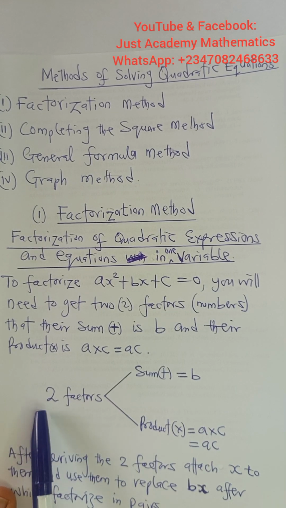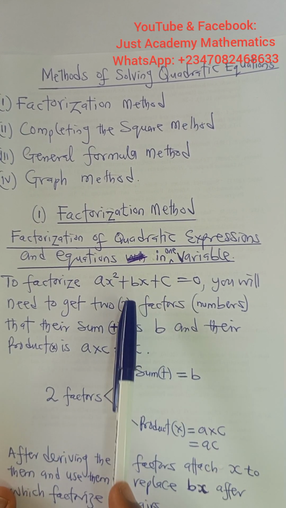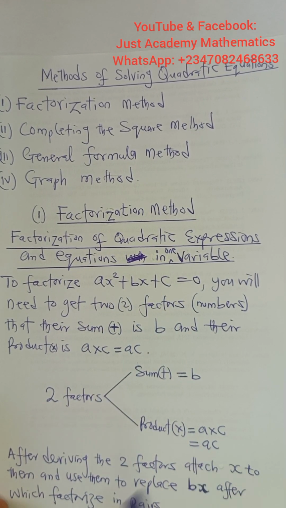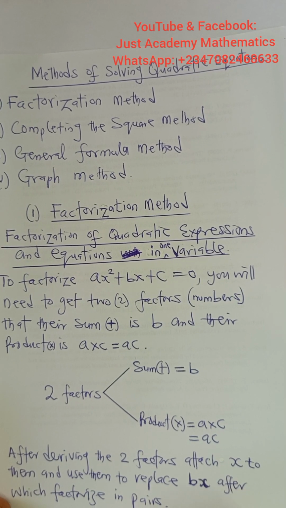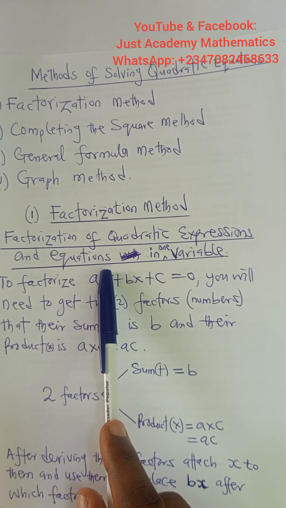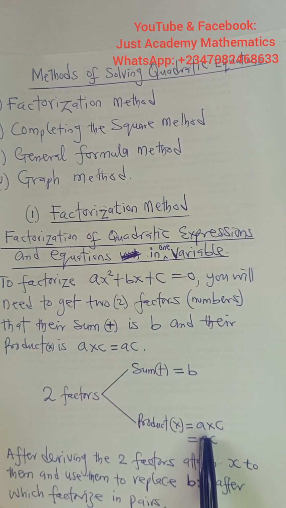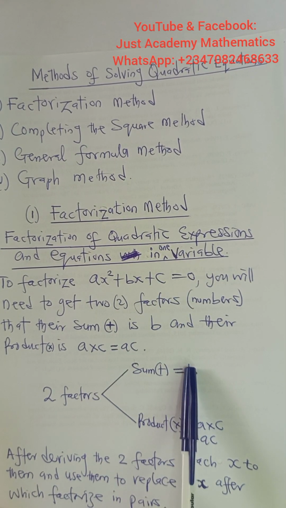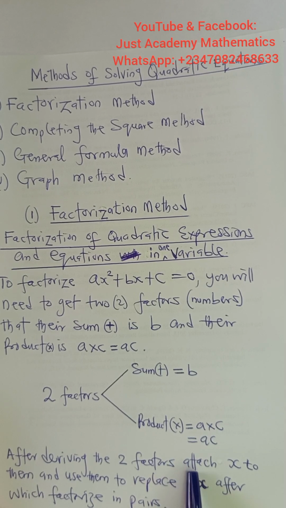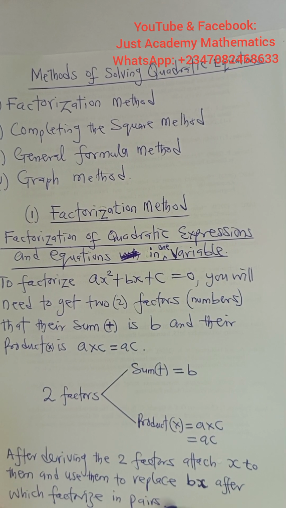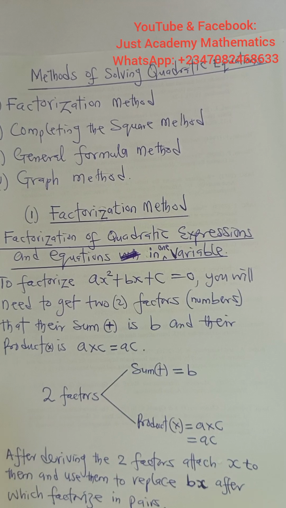Look at it here. So we're looking for two numbers that will add to give us b, times to give us ac. It works for all as far as it can be factorized. It works for all. So we times them to give us ac, that is coefficient of x squared times the constant here, ac. The same two numbers, if we add them together, it will give us the one at the center, b. So after deriving the two factors, attach signs to them and use them to replace b, the one at the center, after which factorize in pairs. I will show you. Look at example 1.